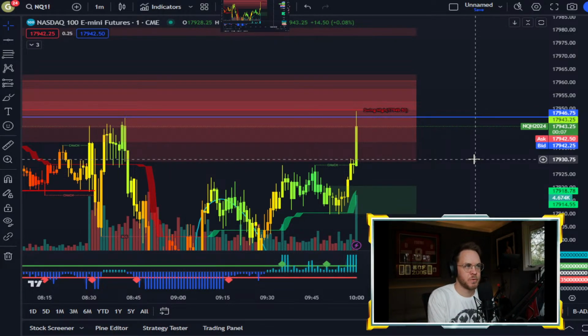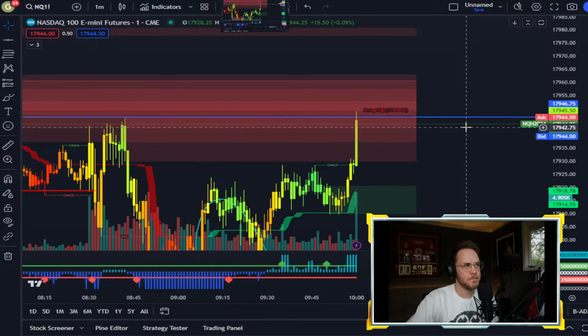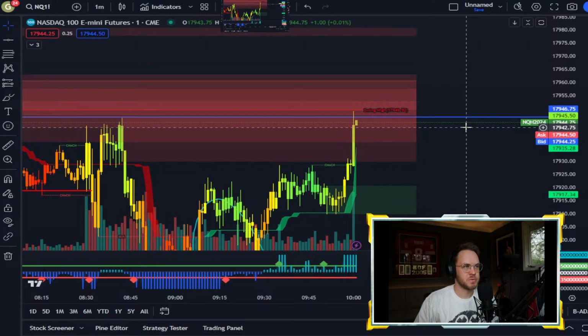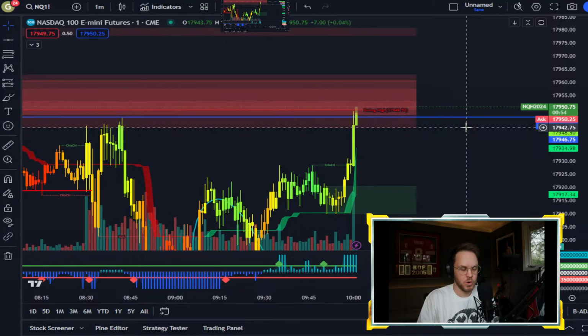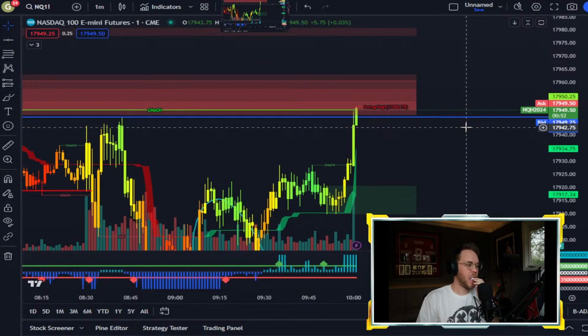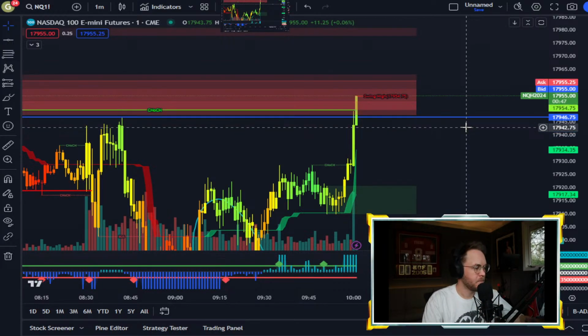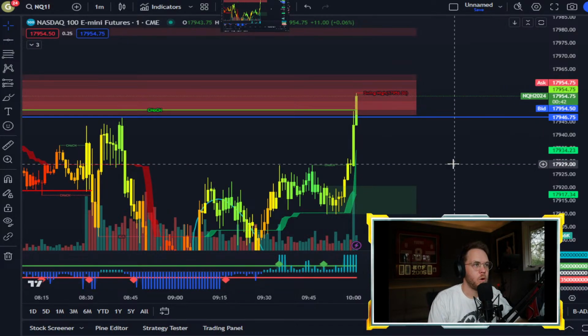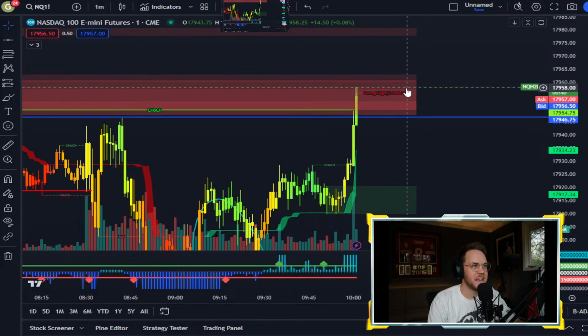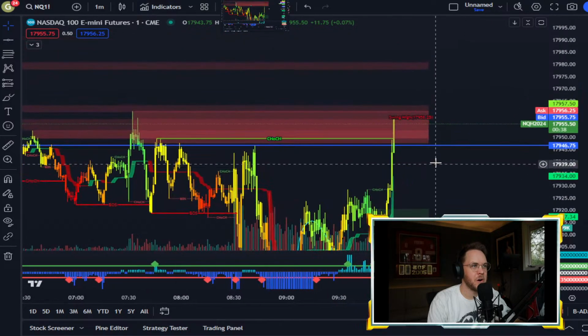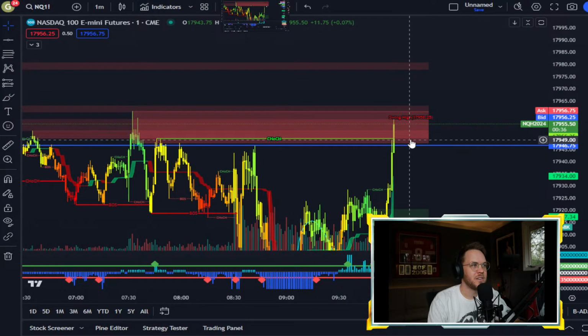Let's see if this opening range high holds as resistance. This blue line is the 30-minute opening range high. Let's see if it holds as resistance, and we will be looking for a momentum short here in a minute. Let's see if we can get it. Holy crap. What is happening? We're clearing all of these order blocks here.